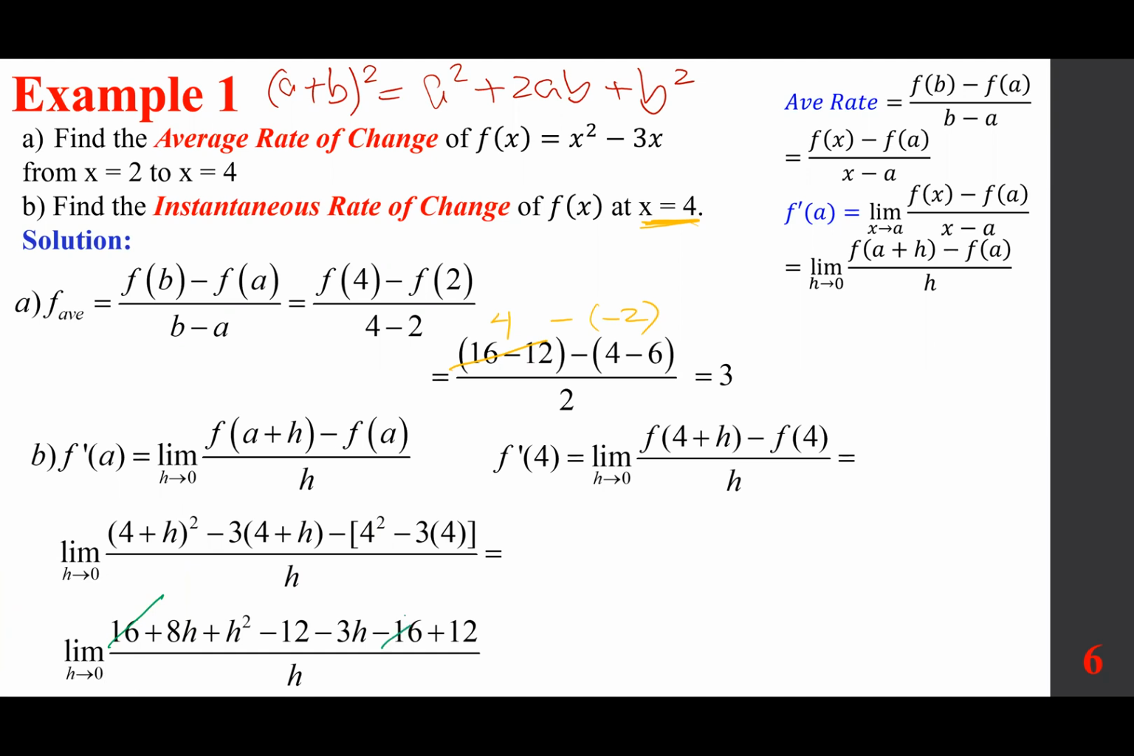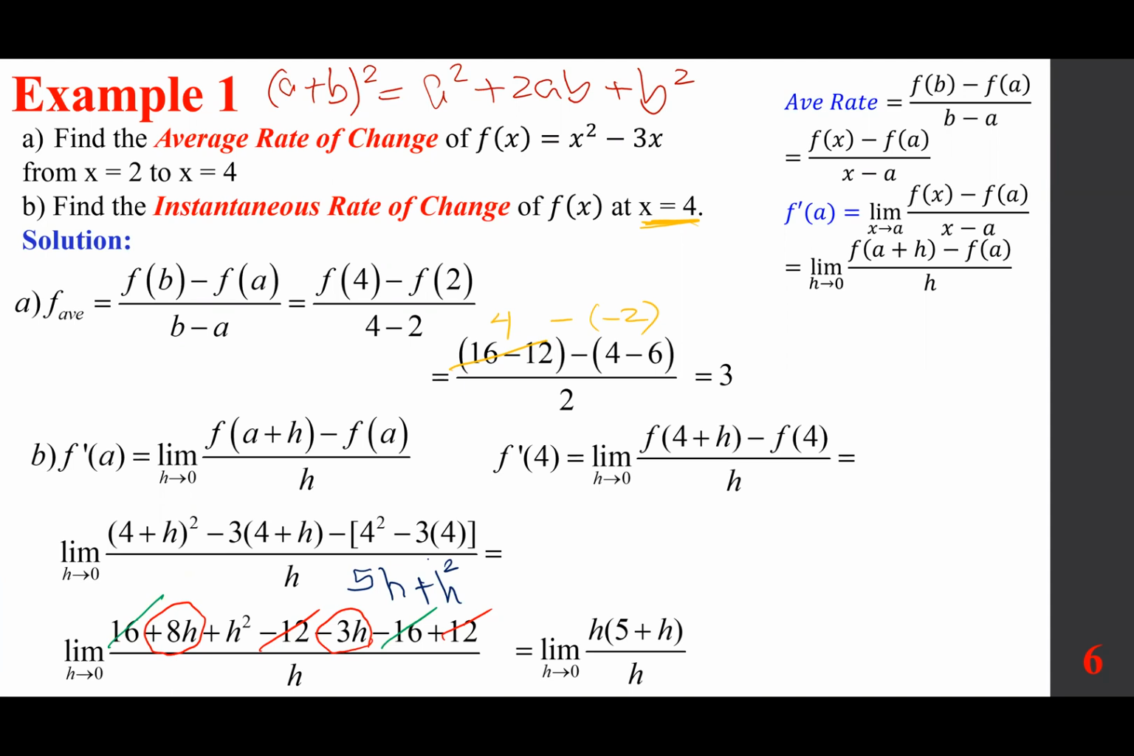This guy cancels out this guy if you want to go that route. Minus 12 and plus 12. And then 8h and negative 3h go together. They give us 5h plus h squared. So the numerator is left with 5h plus h squared. This is the numerator, so we can factor out the h.